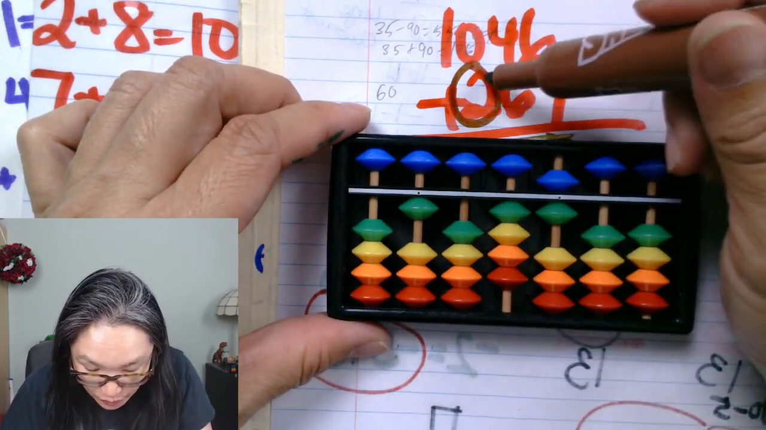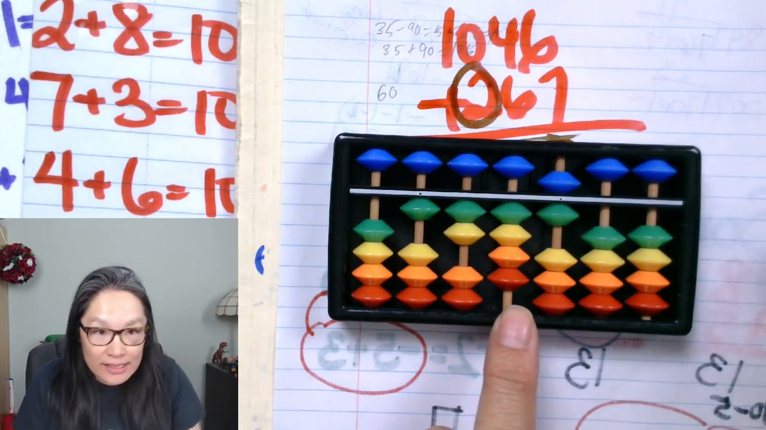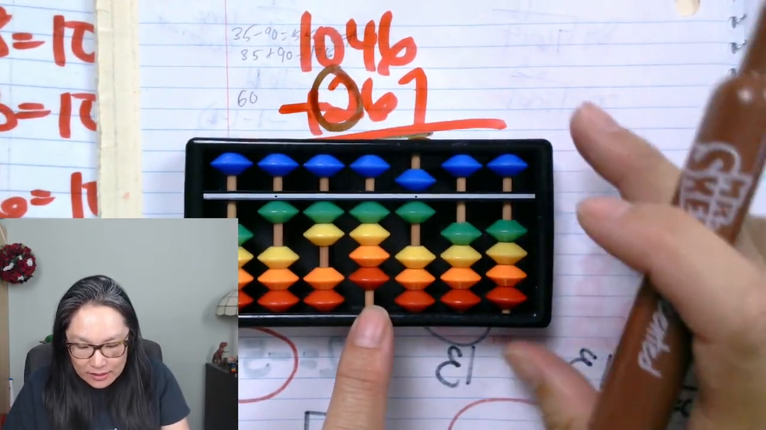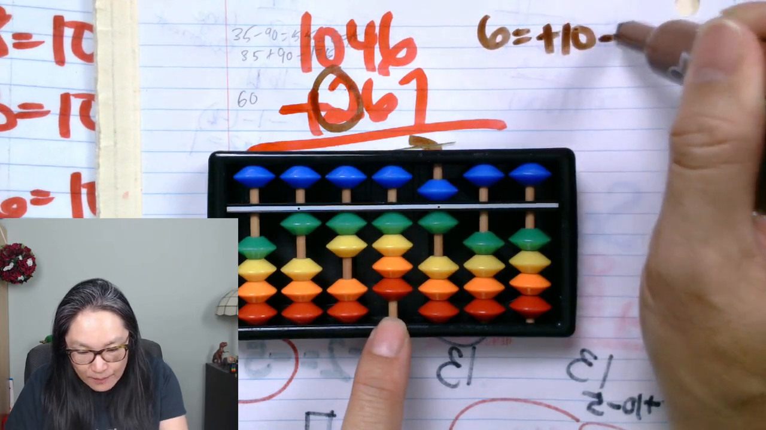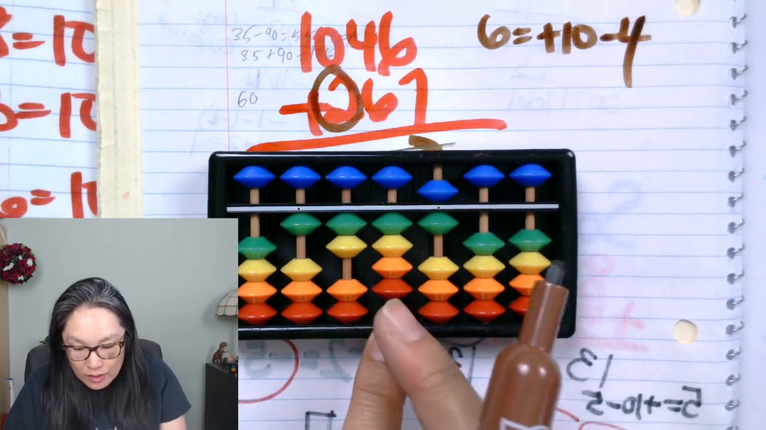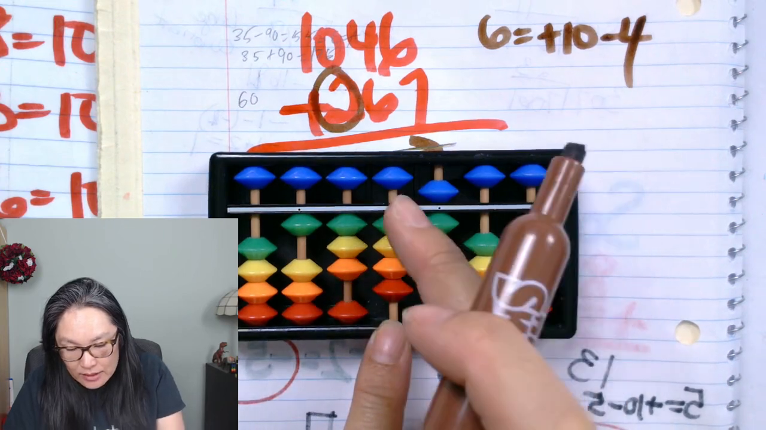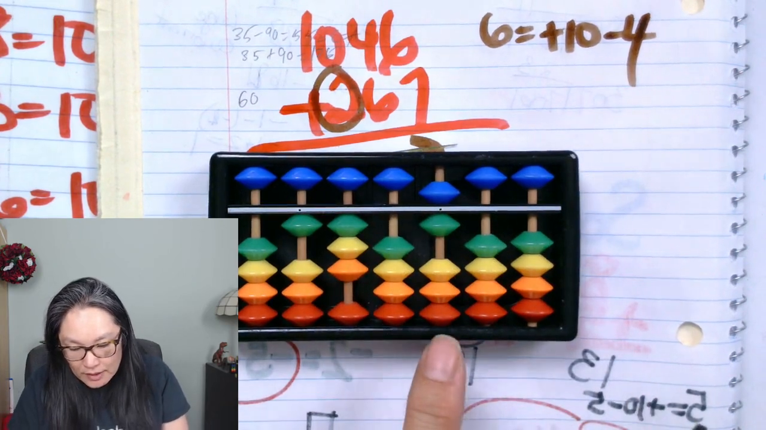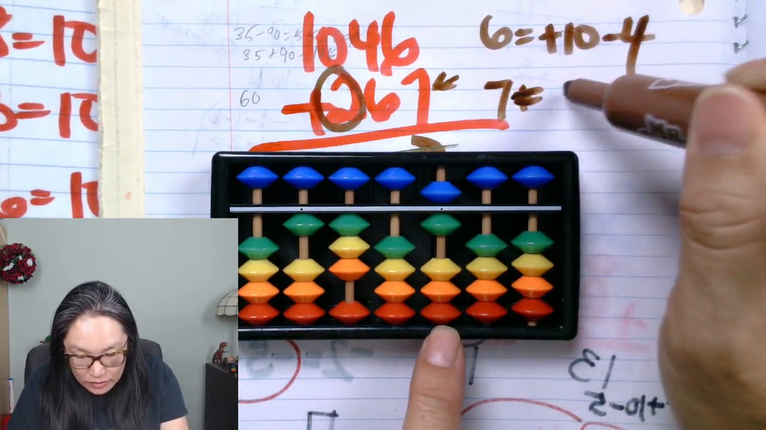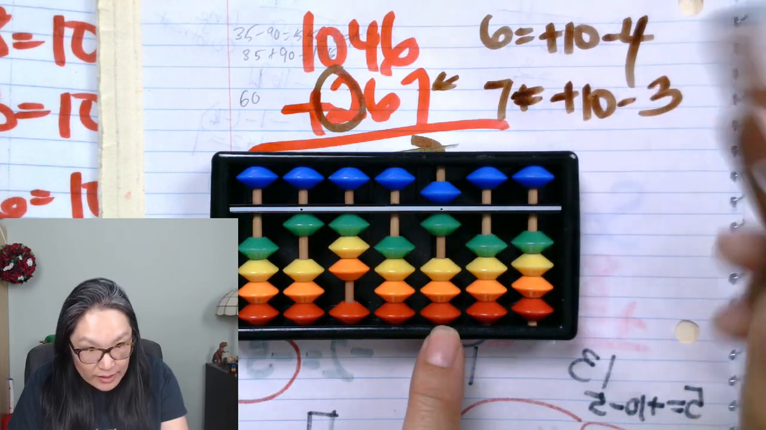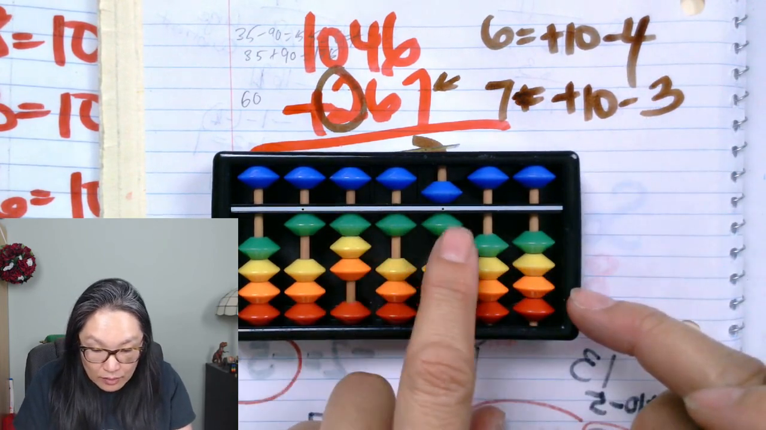So I add my 2 because I have the 2. Now I have 6. Can I add the 6? No, I cannot add 6. What do I do? Plus the 6 is equal to plus the 10 minus the 4. So I'm going to plus the 10 and minus the 4. Plus the 10, take away the 4. And now I'm here at the 7. So plus the 7 is equal to plus the 10 minus 3. So I'm going to plus the 10. I'm going to minus the 3.